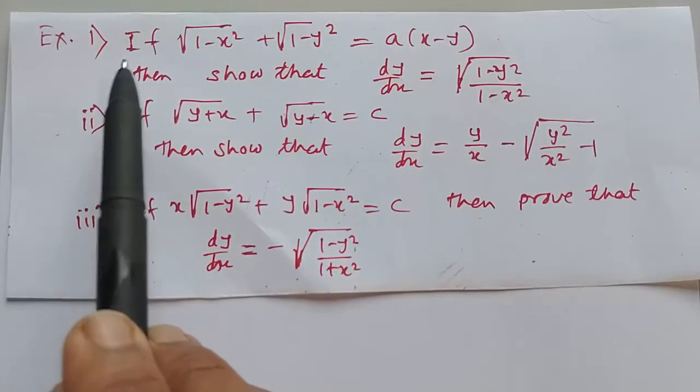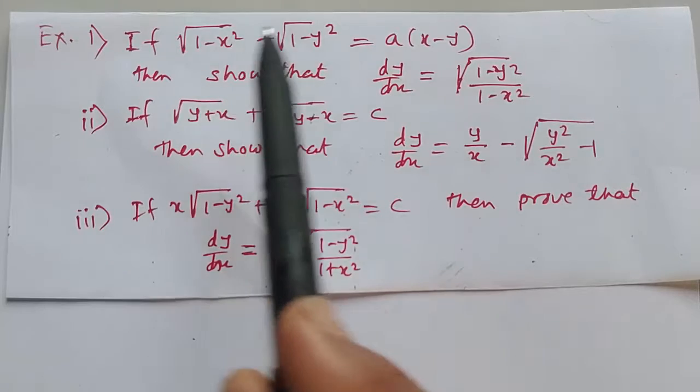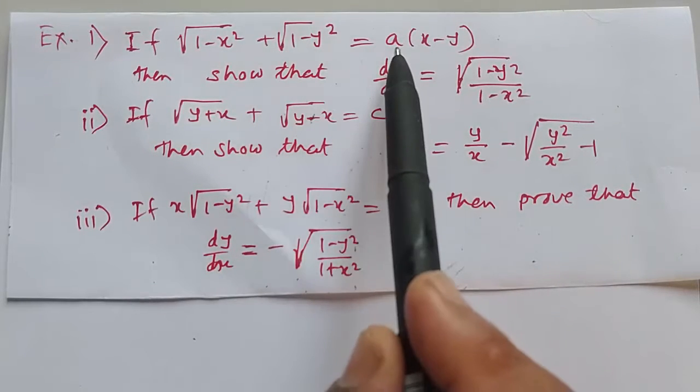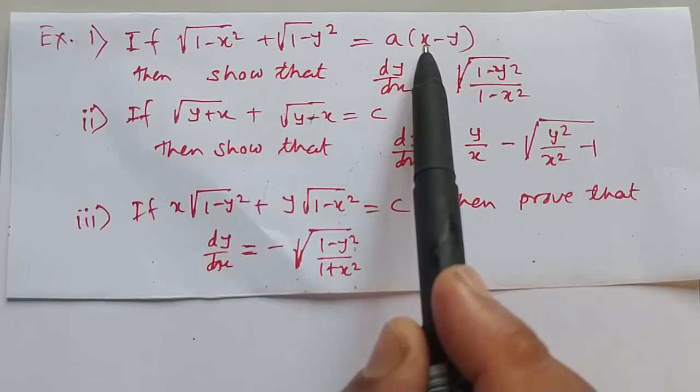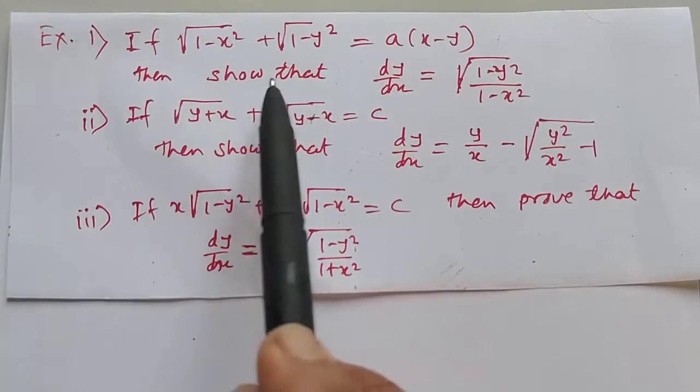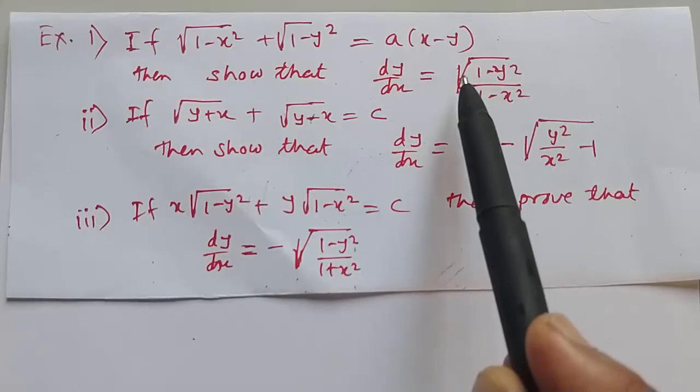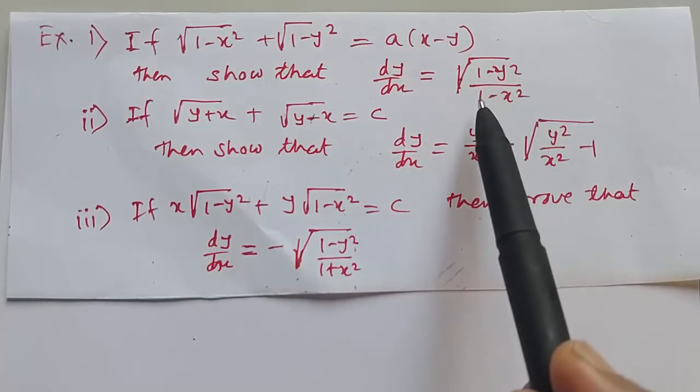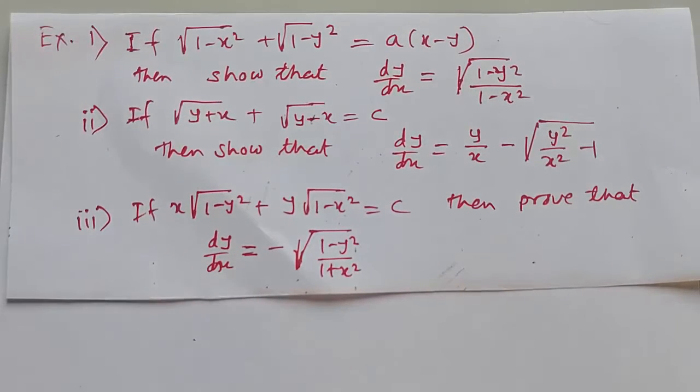Example number 1. If √(1 − x²) + √(1 − y²) = a(x − y), then show that dy/dx = √((1 − y²)/(1 − x²)). We shall solve one by one.